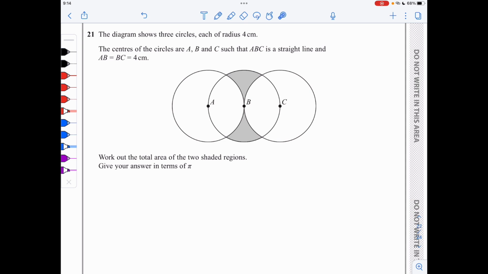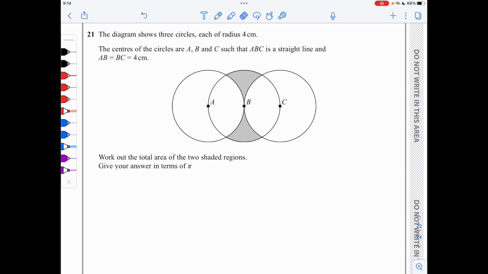In 21, we've got three circles centered at A, B, and C. All three circles have a radius of 4 centimeters, and we need to determine the total shaded area shown here. I will start by joining together A with B and B with C, and also with the points of intersection between the circles. And we see that this forms two triangles with sides being 4 centimeters. So we've got two equilateral triangles formed here.